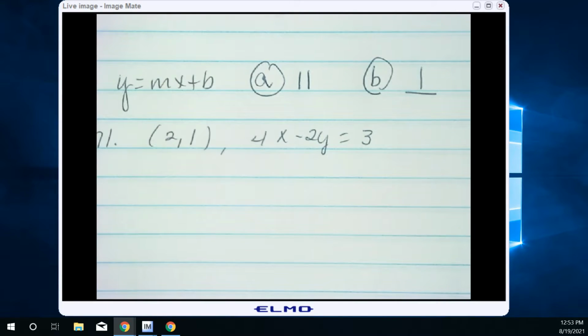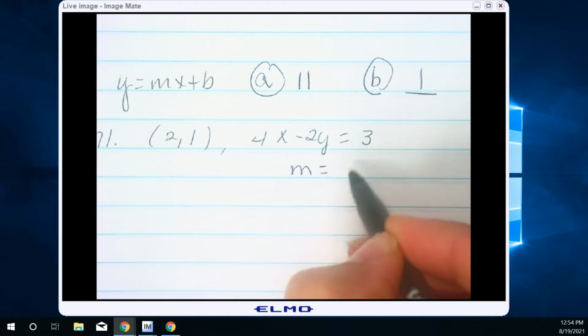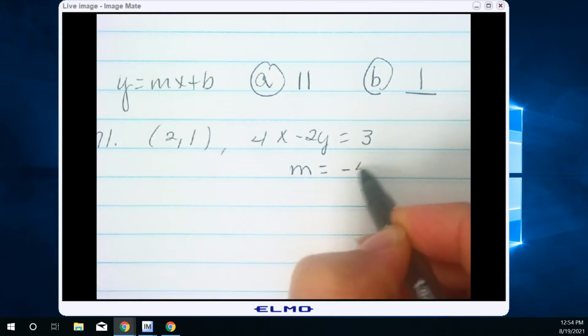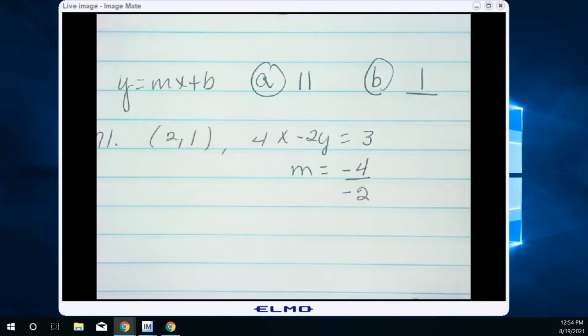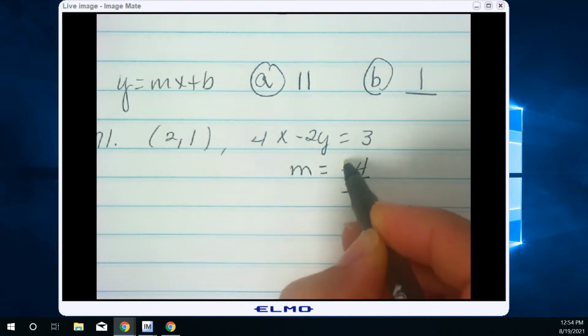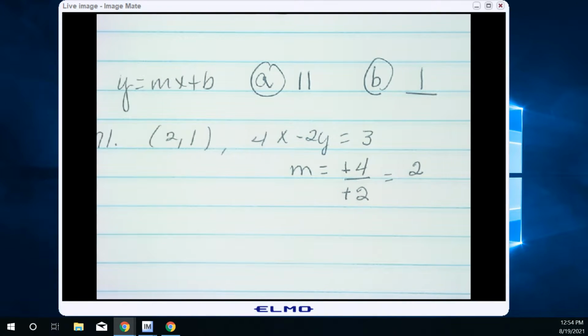All right, let's see who was paying attention. Without solving for y, what is the slope of 4x minus 2y equals 3? 1/2. Remember, subtract the 4x and then divide by the negative 2. So negative divided by negative, and 4 divided by 2 is 2.